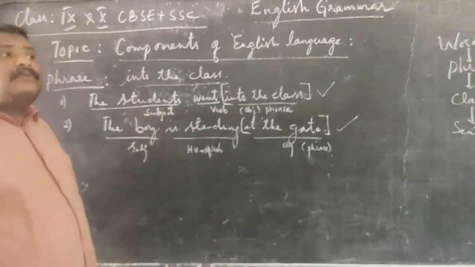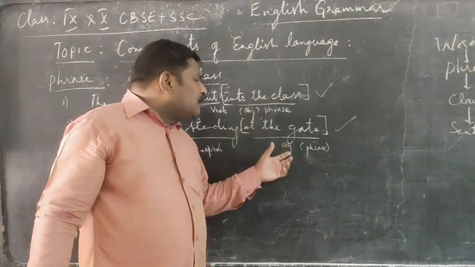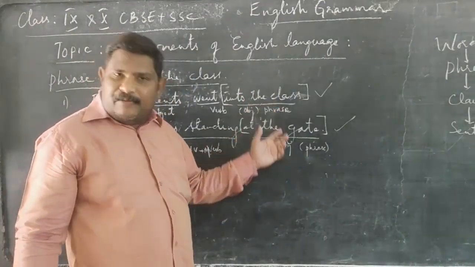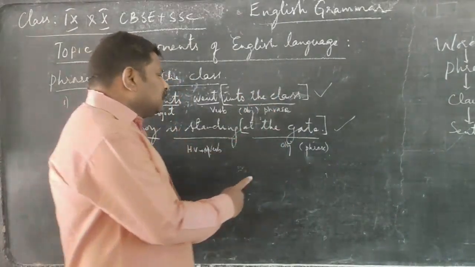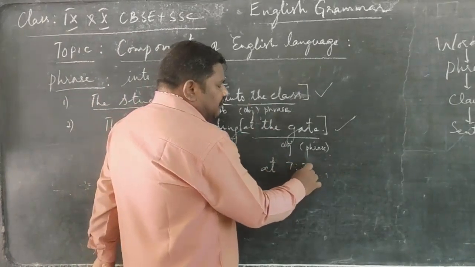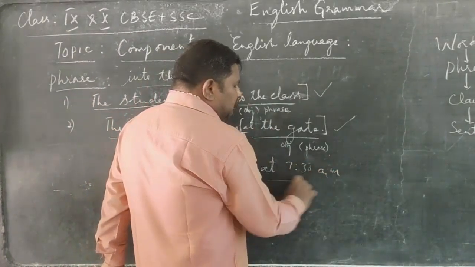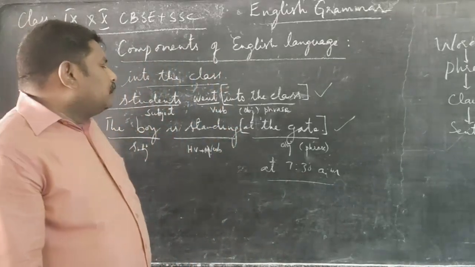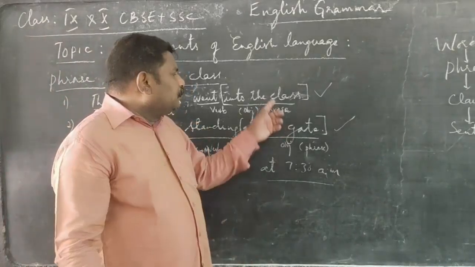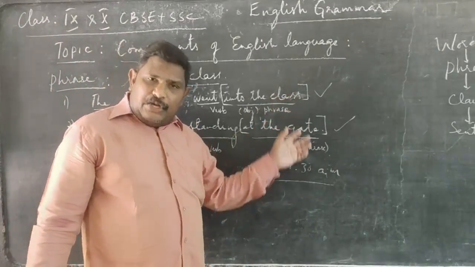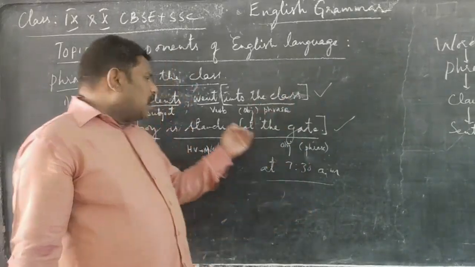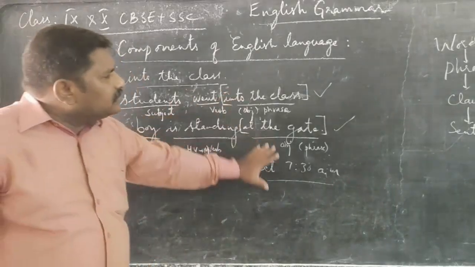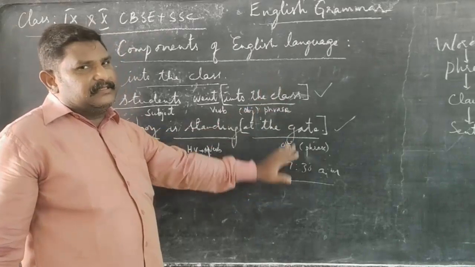So, most of the phrases are collections of words. The phrases could be an adjectival phrase, a preposition phrase, or a time phrase. For example, "at 7:30 a.m." is a time phrase, a phrase of time. These phrases are used in sentences to give the complete picture. Now, this is a phrase. I hope you all have understood what is a phrase.